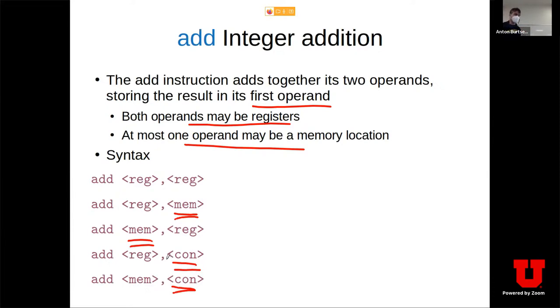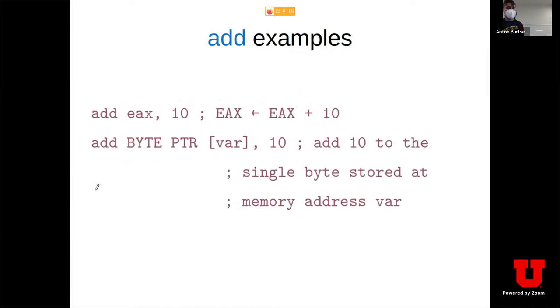This is kind of weird. Typically, on ARM, you will first have to compute something in a register, and then store it back into memory. But x86 allows a single operation which operates on memory. So here's a couple of examples. Add EAX plus 10, so essentially EAX gets a new value. If it's a byte value pointed to by the location R, we add 10 to this memory location, and it's a single byte which is stored.